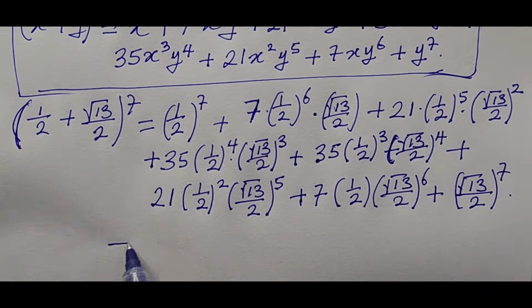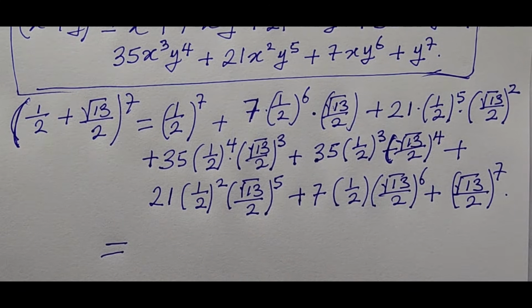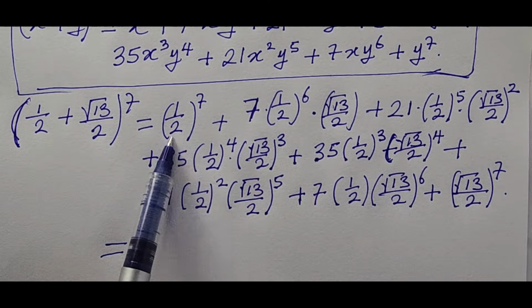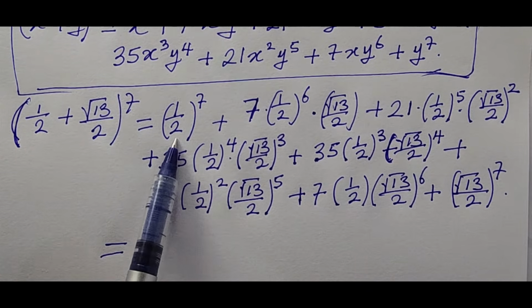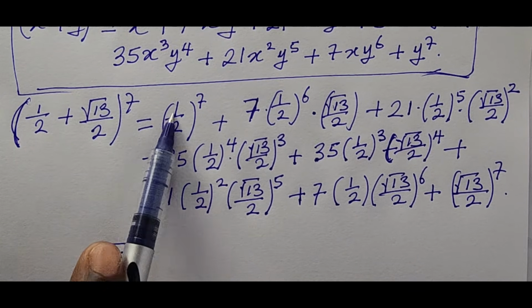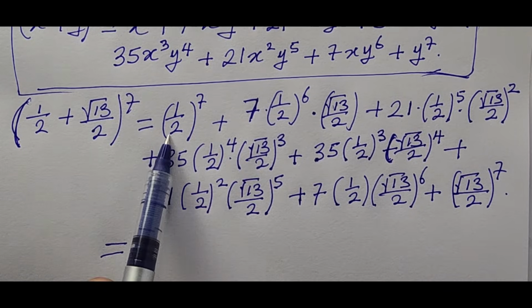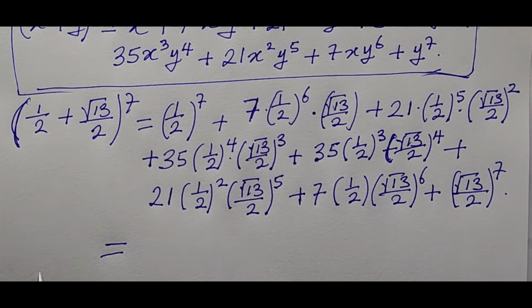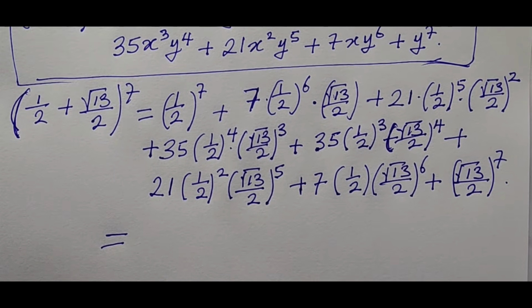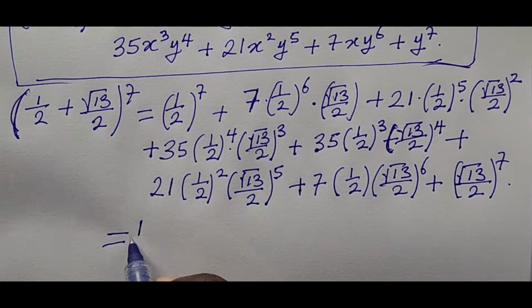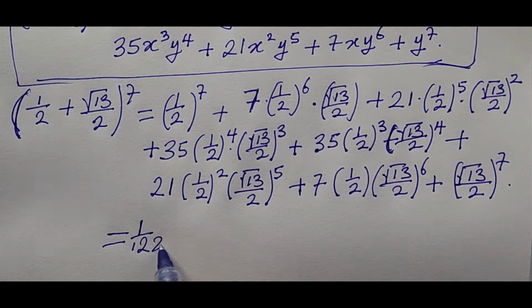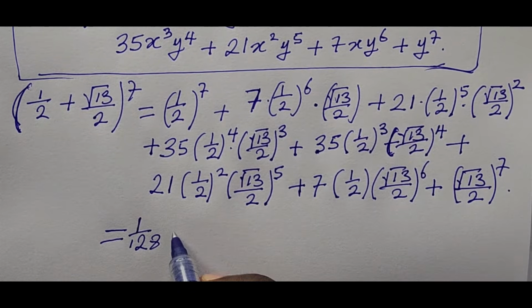All right, so if we are to simplify this, 1 all over 2 all raised to the power of 7 will give us 1, and 2 times 2 times 2 times 2 into 7 places will automatically give us 128. So the first term here is 1 all over 128. That is the answer for the first one.